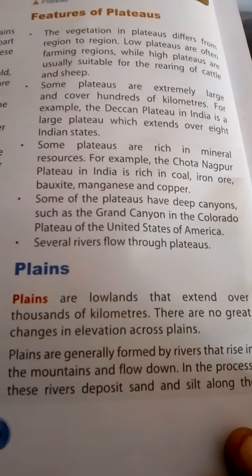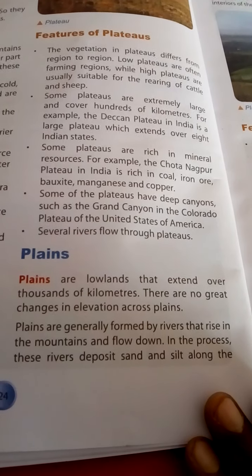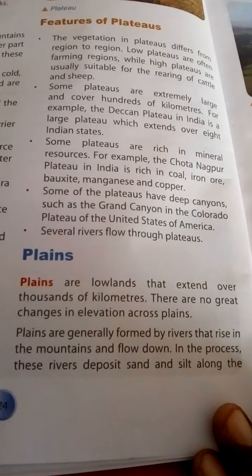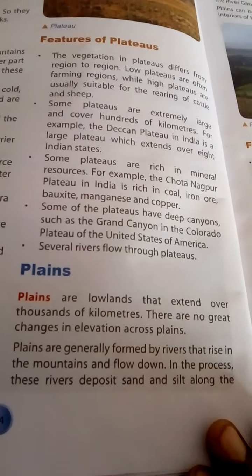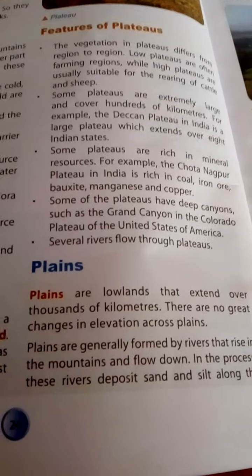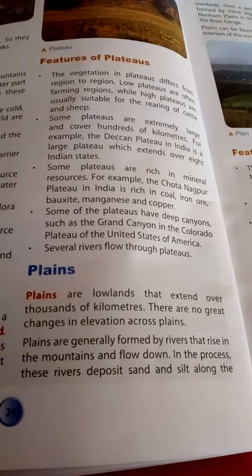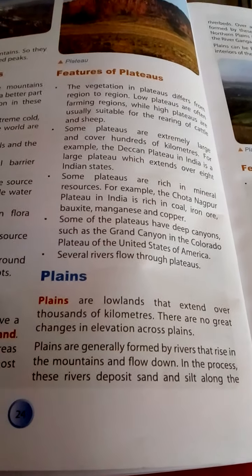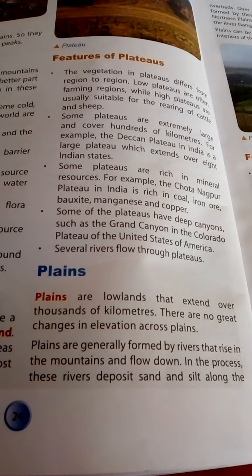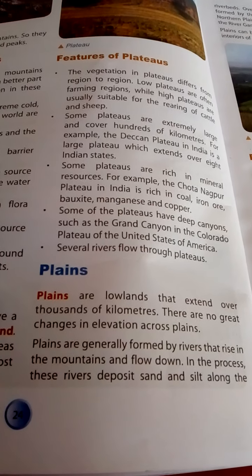Now we are going to see about the plains. Plains are lowlands that extend over thousands of kilometers, with no great changes in elevation across the plains. Elevation small or high is not equal to plains. Plains are generally formed by rivers, by water.